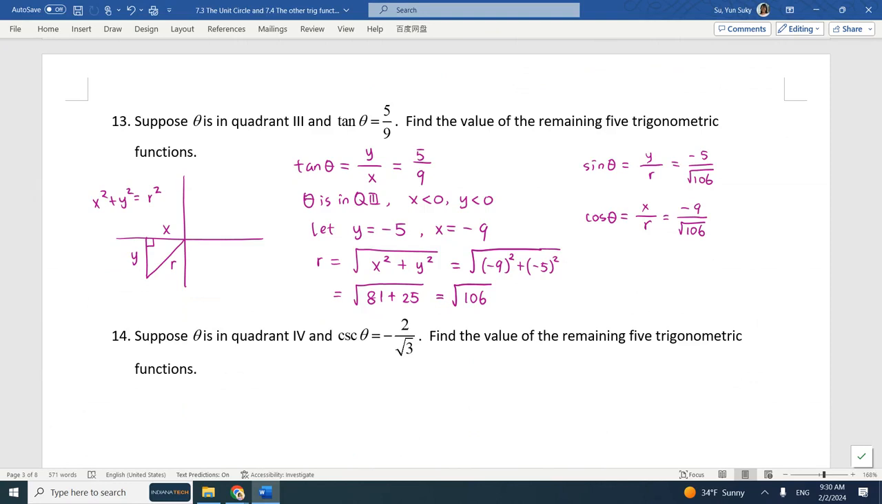Yes, everybody? Okay, who's next? Tangent. Tangent is what? Y over x. Oh, we have tangent already. That's 5/9. Okay. Remember our order? Sine, cosine, tangent. Who's next? Cotangent. Cotangent is the reciprocal of tangent, which is 9/5. Yes. Who's next?